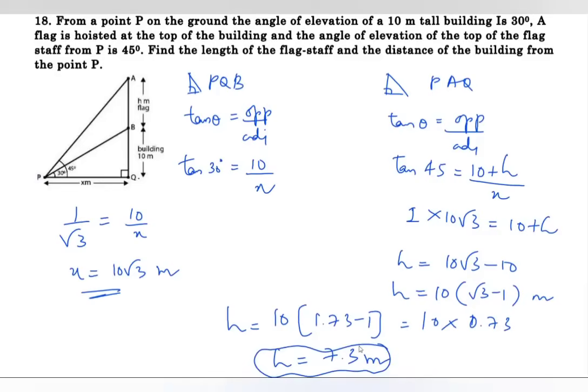It will be very simple if you just understand. Find out the right angle triangles, apply the tan ratio, find out the unknown, substitute in another ratio, and you will get the required height.